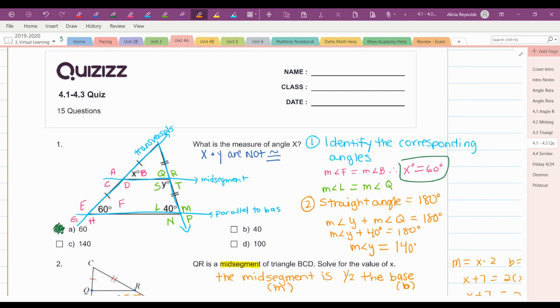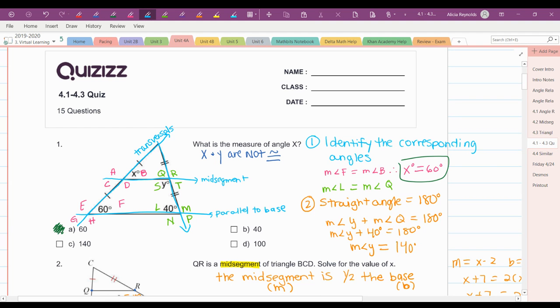The reason the mid-segment is important in this problem is because our mid-segment is parallel to the base. Not sure where my E went on that problem. But the mid-segment is parallel to the base. So that means that these other two sides of my triangle are transversals.